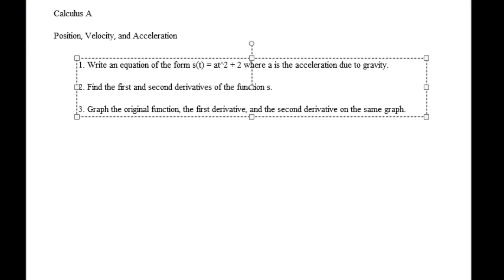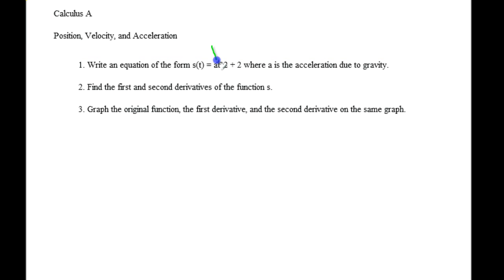So what you're going to do is you are going to be replacing a with your own number, whether it be negative 9.8 or negative 16, to represent gravity. Okay, so this will actually give you position. Now, when you do the first derivative, that will give you velocity, and when you do the second derivative, that will give you acceleration. Okay, so that's pretty much it for those first couple of steps.